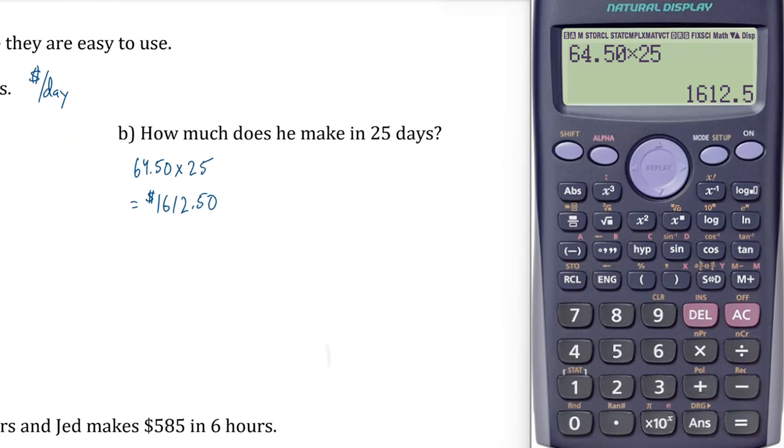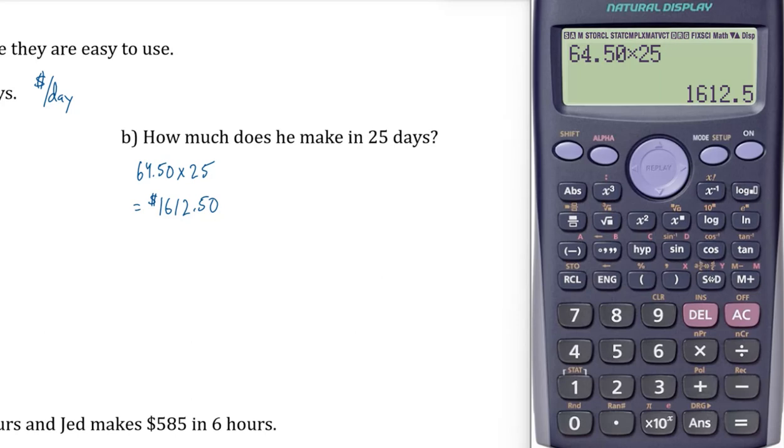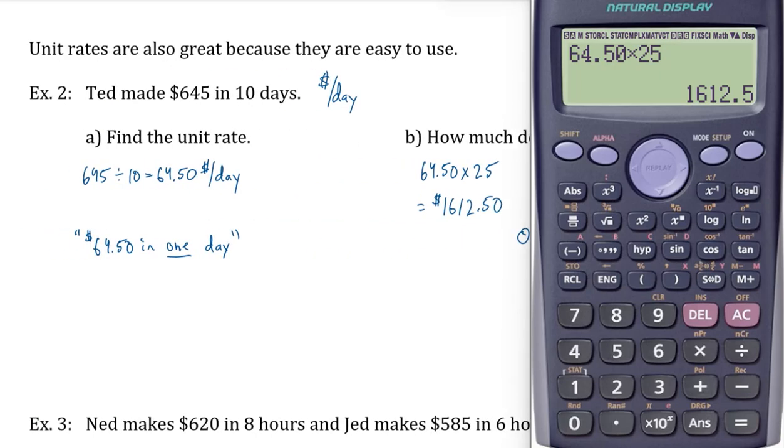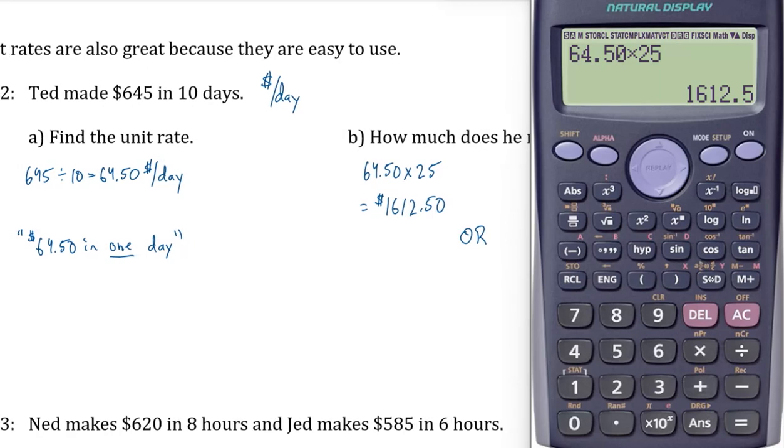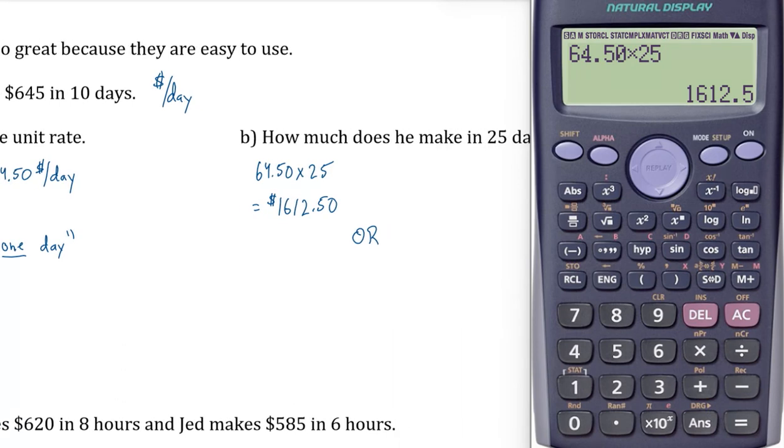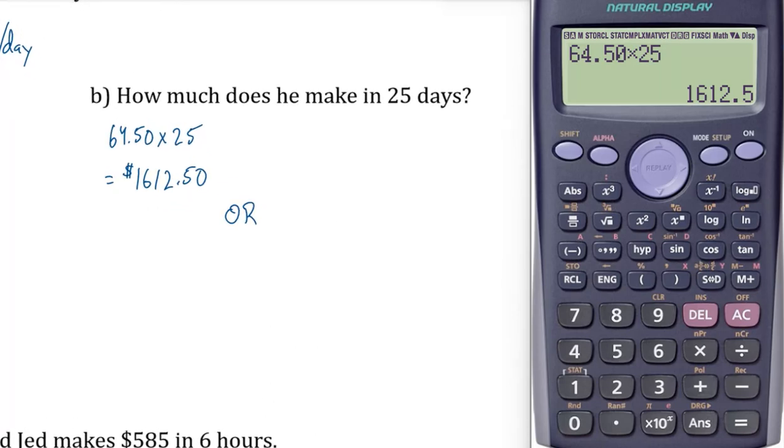Okay. What's the other way that we could do it? We could set up a proportion. If we didn't have to find the unit rate, then it's up to you. If you have to find the unit rate and you know how to use it, you might as well, because it's a little bit easier. You're just multiplying. But if you're not asked to find the unit rate, or even if you are, you just like doing it this way instead, it doesn't say in the question, use the unit rate. It just says how much for 25 days.